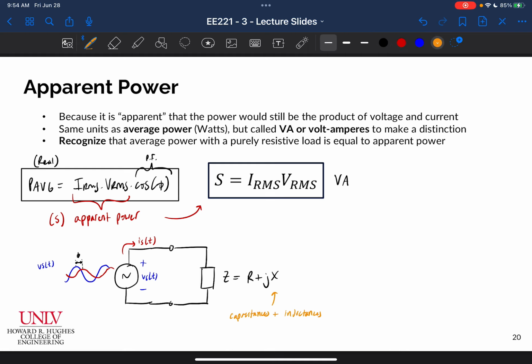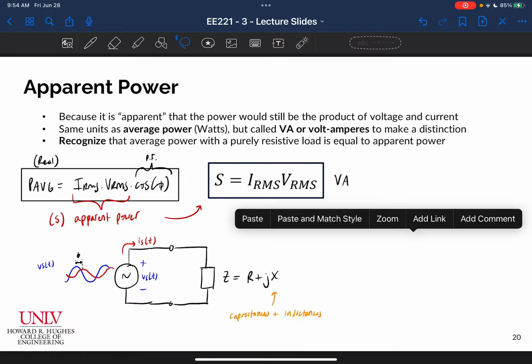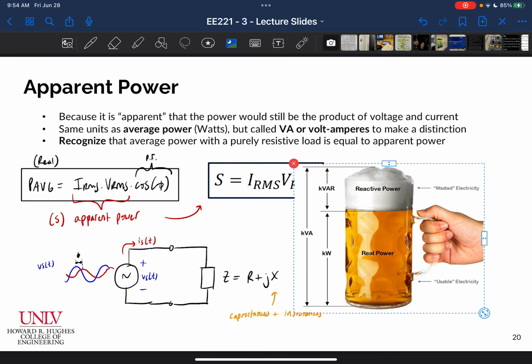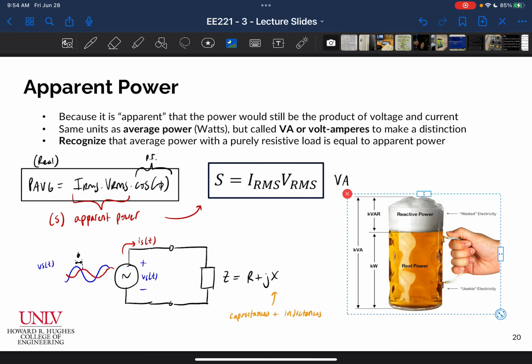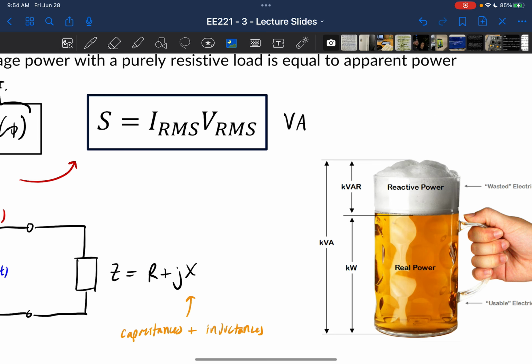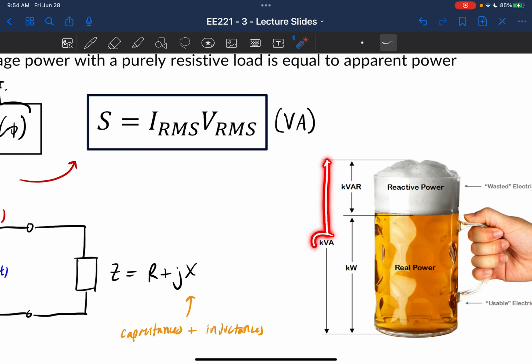Just put that like that, and let me paste this image in here. So they use this beer analogy. A lot of people like it. It's an okay analogy. And so it's basically showing you that in volt amperes, which is the unit that we use for apparent power. This is here on this beer analogy, volt amperes.